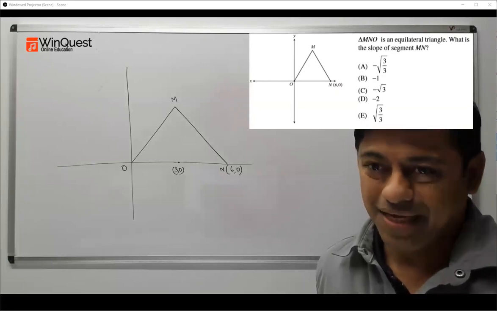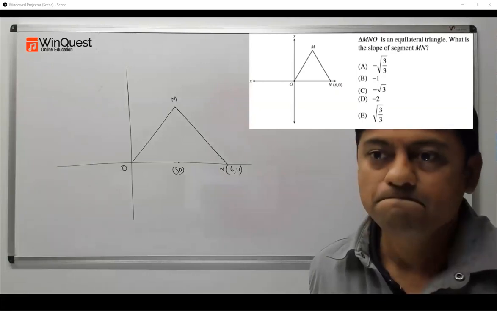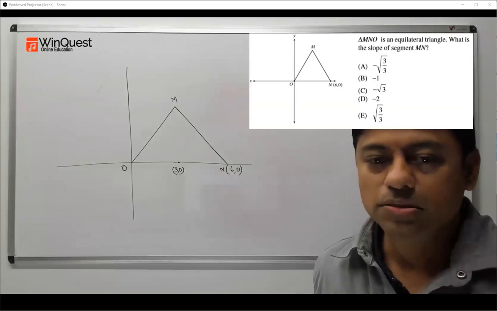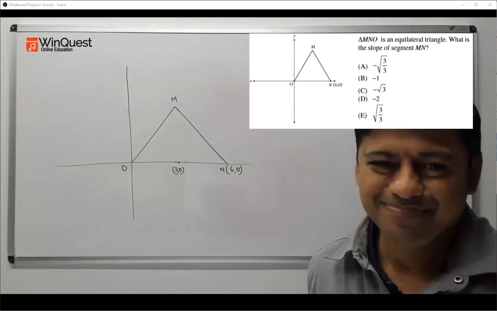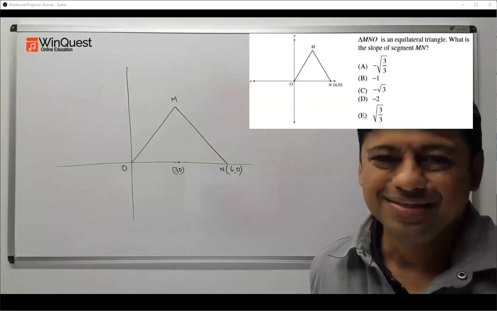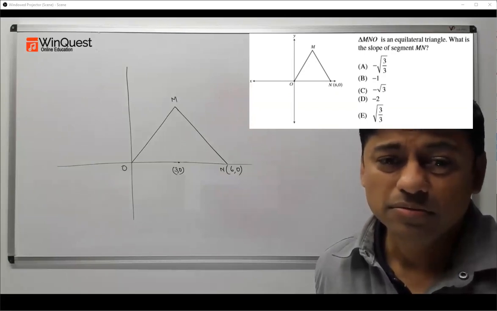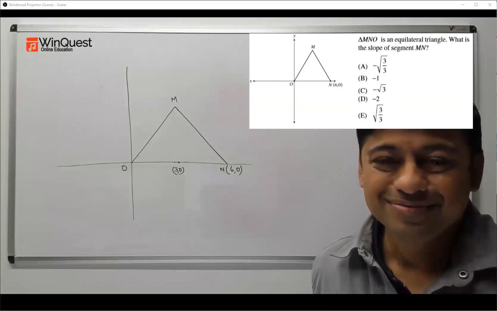Sir, the height of the triangle would be 6, right? No, the height of the triangle is not 6. The length from D to M would be 6, and then half of it would be 3, and then you would solve for the height of it to get the Y.